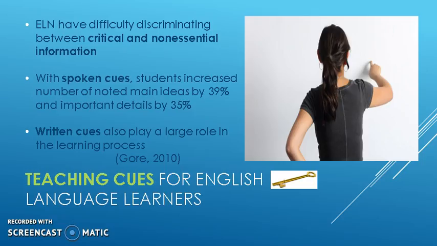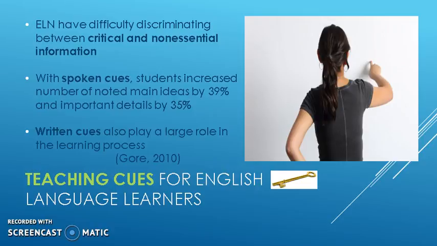According to Gore in Inclusion Strategies for Secondary Classrooms, ELN students have difficulty discriminating between critical and non-essential information. And one of the things we're going to be talking about is how cue points, critical cue points, allow the ELN students to easily discern when it is an appropriate time to note take or to highlight a particular word or statement or subject matter. That way they have a better idea of how information is organized.